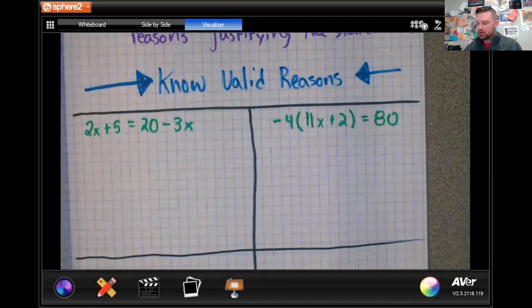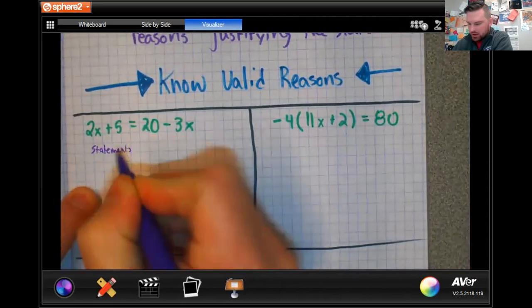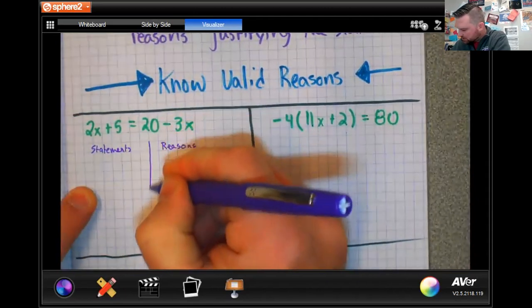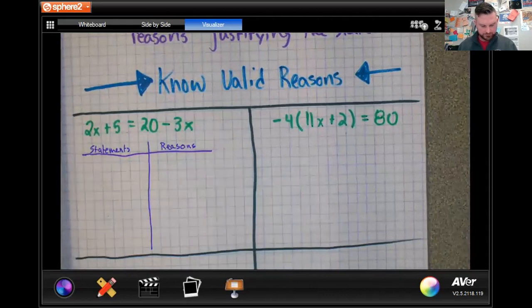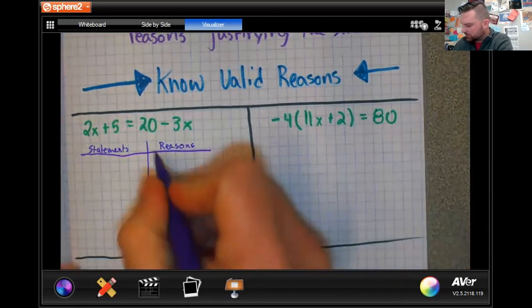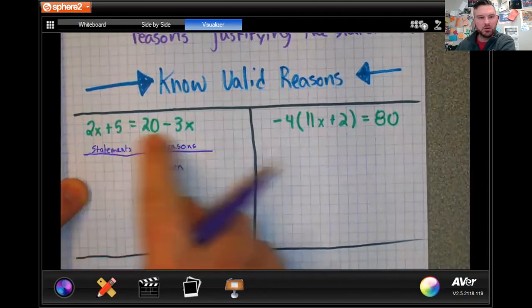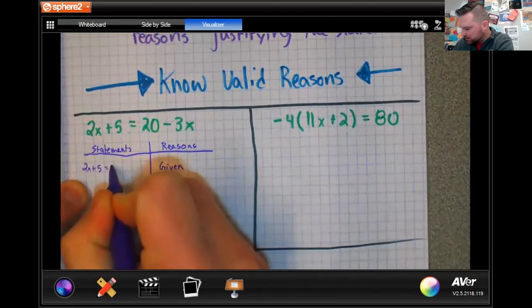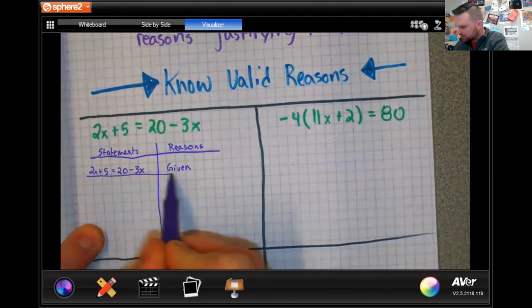Okay, so like I said, a proof is made up of statements and reasons. So your statements will be on the left and your reasons will be on the right. And every proof I want set up just like this. You will have a T-chart and you'll put statements on the left, reasons on the right. Okay, and the first reason is always the same, and your first reason is given. Therefore, your first statement will be whatever the problem provides you. So in this case, they provide us 2x plus 5 equals 20 minus 3x. Okay, so that's our first statement and reason.